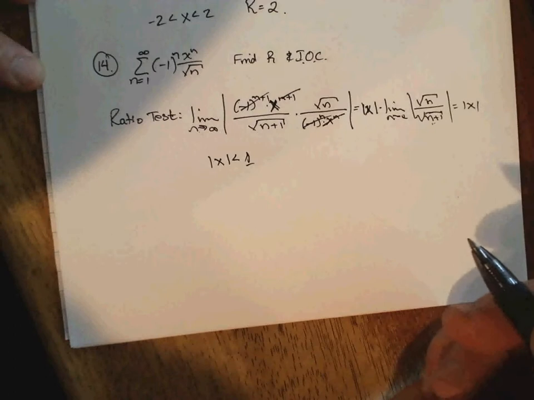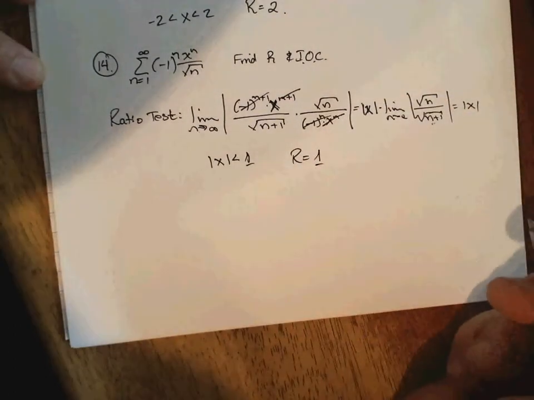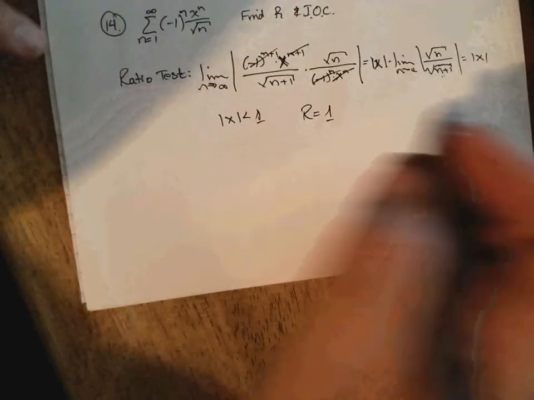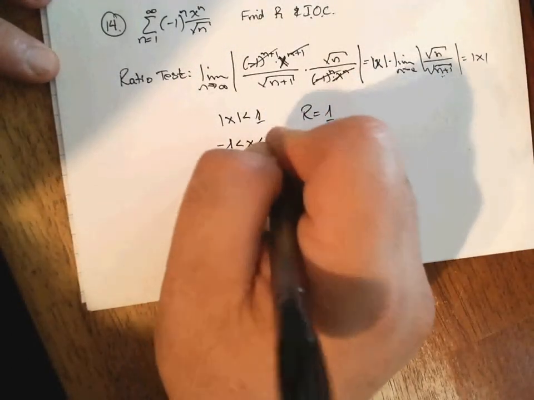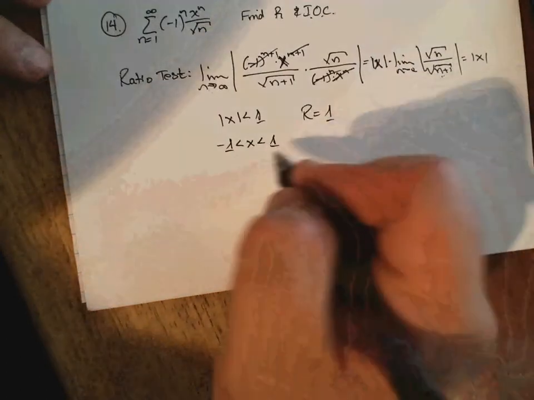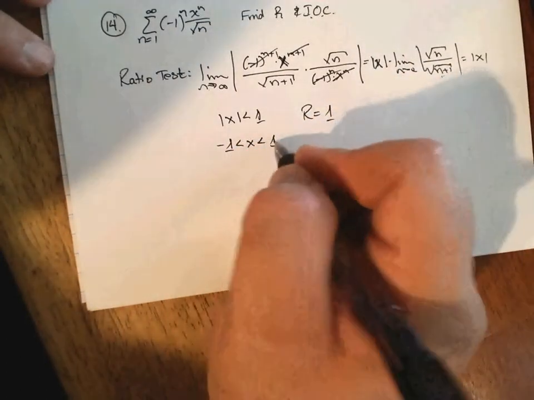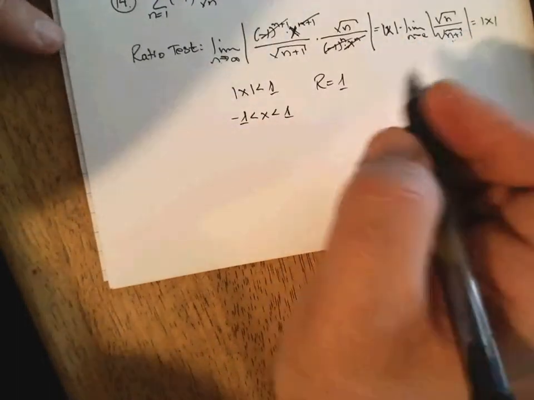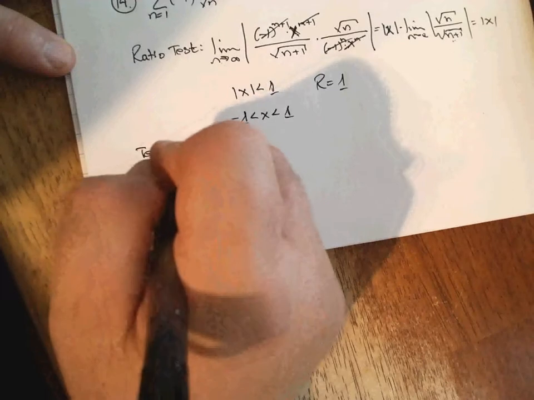Okay, so when does this converge? When the ratio's limit is less than 1. So that means r, the radius of convergence, is 1. Okay? Now that means that the interval of convergence looks like this, but what we don't know is when x is negative 1 or when x is 1, do we have convergence or divergence?